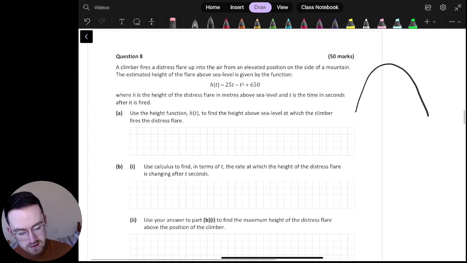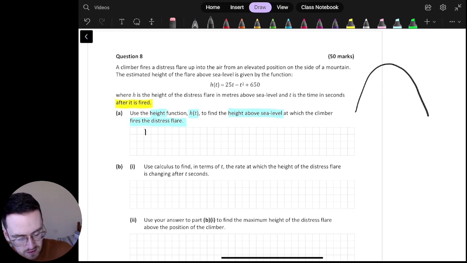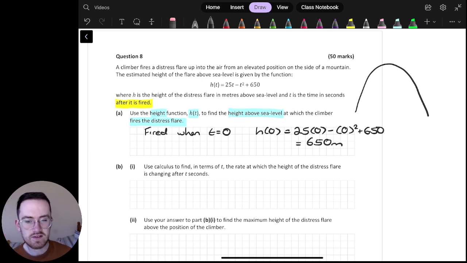So first of all, we're asked to find the height. So using the height function, find the height above sea level at which he fires the distress flare. So we have to maybe look back at the question and see, okay, well, where does that come from? And h is the height of the distress flare, t is the time in seconds after it is fired. So if we're asked to find the height at which it is fired, that's going to be when t is equal to 0. So fired when t is equal to 0. So we want to find h of 0. So that's 25 by 0 minus 0 squared plus 650. And that's going to be 650 meters. Okay, 650 meters above sea level.